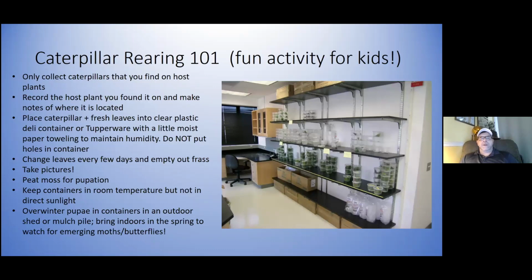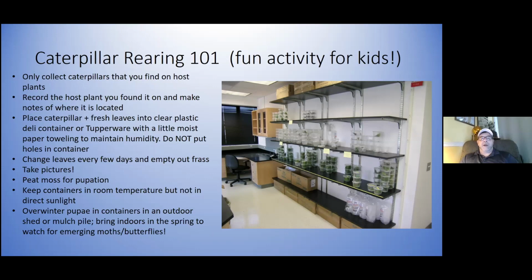Okay, so a little bit about caterpillar rearing, a fun activity for people of all ages. My general rule of thumb is I tell kids to only collect caterpillars that you find on a plant. If you find them crossing the road or on the sidewalk or on your porch, then you don't know necessarily what they were eating. If you collect them and just throw some grass or some leaves in a container, odds are that's not what they were feeding on and they're going to starve to death, and that's not very humane.